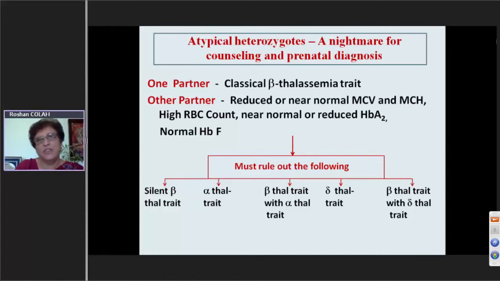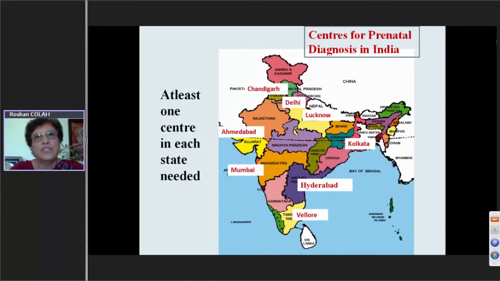And all these investigations can be done at several of the centers, expert centers we have for prenatal diagnosis in India. We have about 15 centers in different states. The Indian Council of Medical Research has also recently developed new centers, one in Ludhiana, one in Nagpur, one in Bangalore, one in Surat.